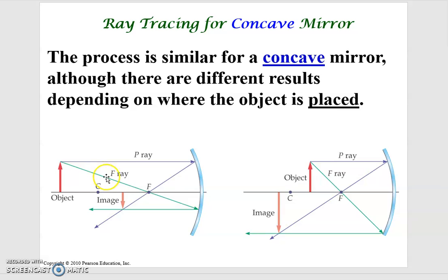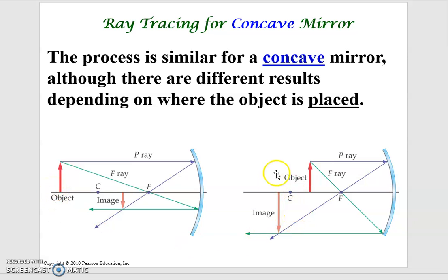So the F ray will pass through the focal point first, and after being reflected, it will be parallel. So now you already have two rays that intersect at the same point. So now, without using the C ray, you can actually get the image. You can see that the image is between the C point and the focal point. And the image is real, but it is inverted, and the size of the image is smaller than the object.